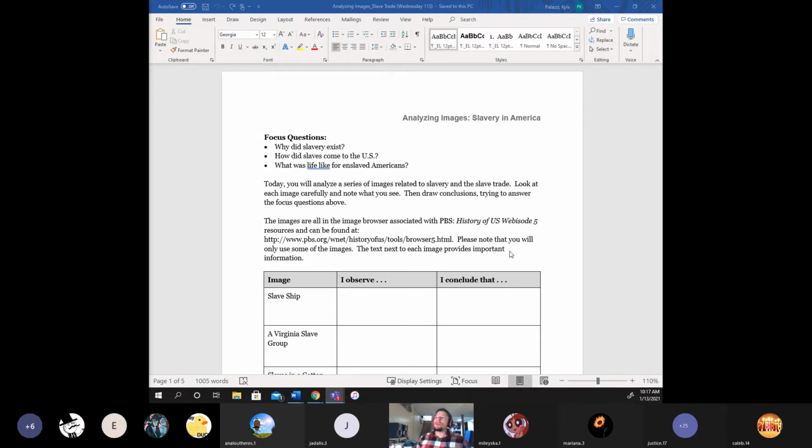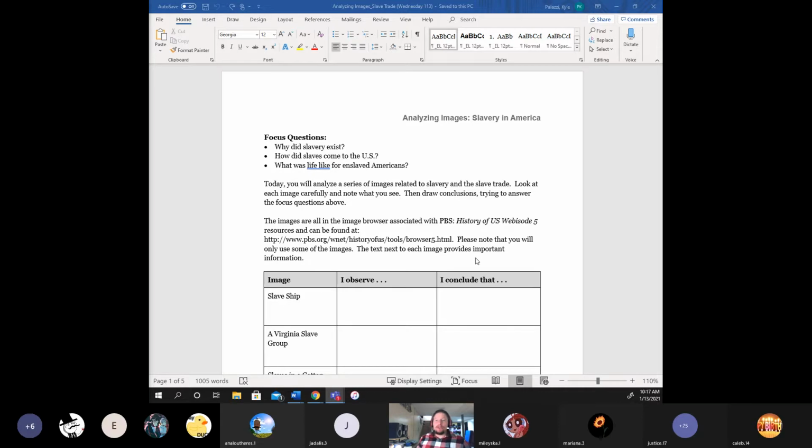And then, what was life like for enslaved Americans? What was their quality of life like? We know from our background knowledge already that a lot of times slaves were treated very poorly. But we're going to have a couple of images to look at. And again, there is going to be an excerpt from an article titled "The Slave Trade" that will give us a lot more in-depth background knowledge on that.